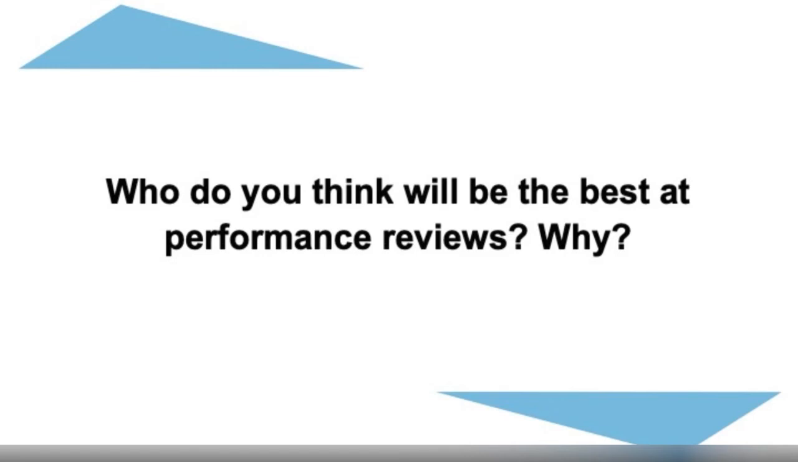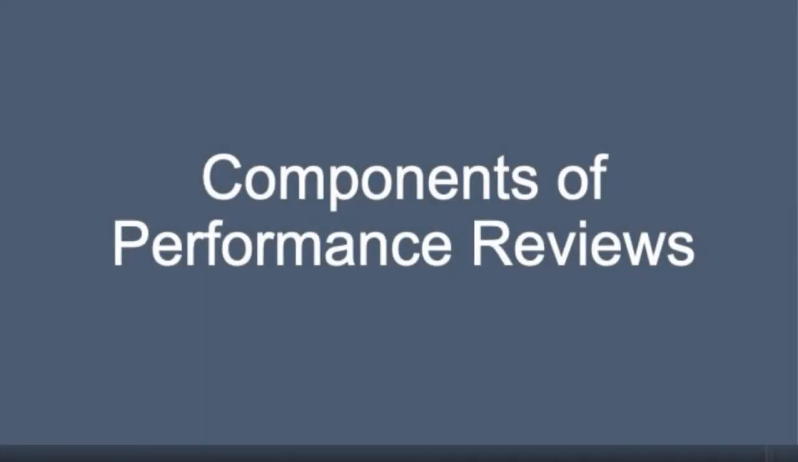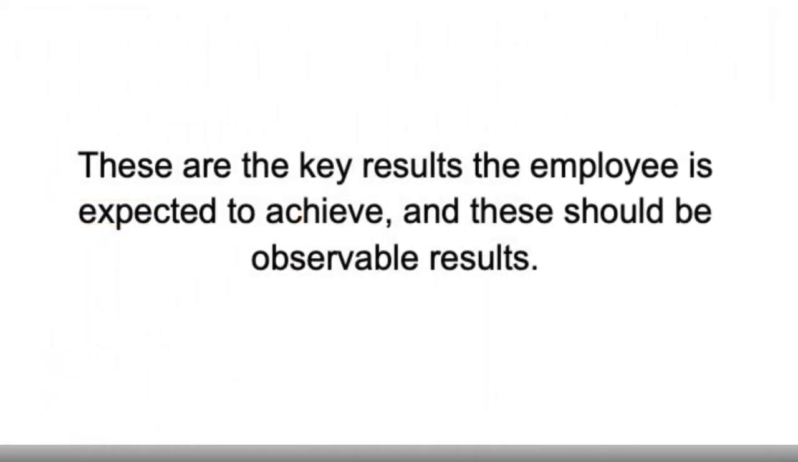Now that we know a little bit about performance reviews, let's take a look at the actual components of performance reviews. These are key result areas we feel are most important. The principal observable events with which we should deal in a performance appraisal are those relating to the key results areas as determined in the job description. If job descriptions have been properly and thoughtfully written, the key results areas should reflect the reality of employee performance. These are the key results the employee is expected to achieve, and these should be observable results.